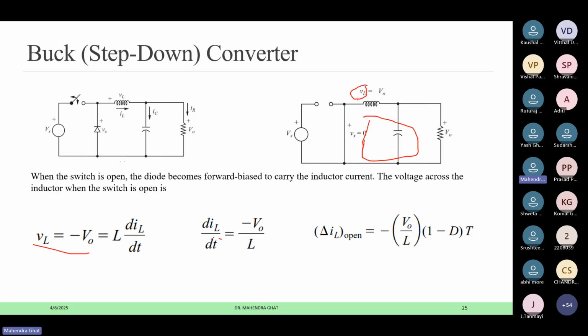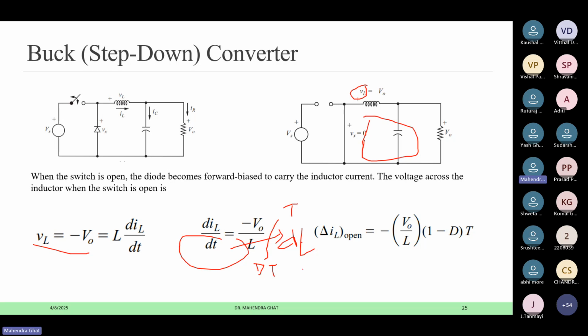Again, I will take this dt on this side and integrate it. So what I will get? Delta IL open is equal to the integration of minus VO by L into dt. The integration of dt is there, but now the time is from dt to T, because the on time is already over. So integration of dt over the time dt to T.